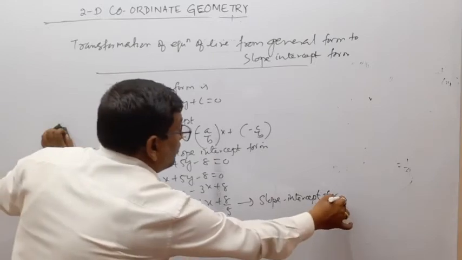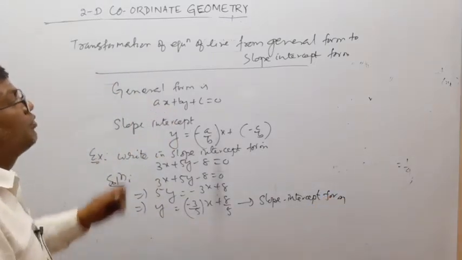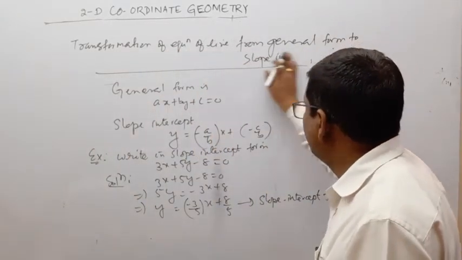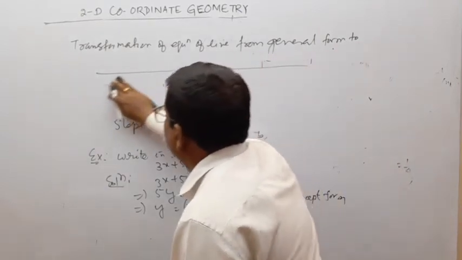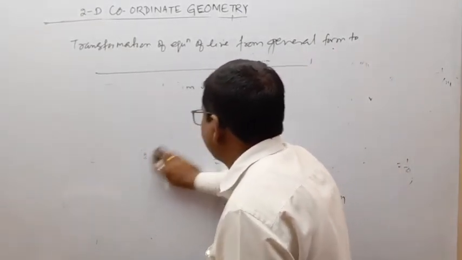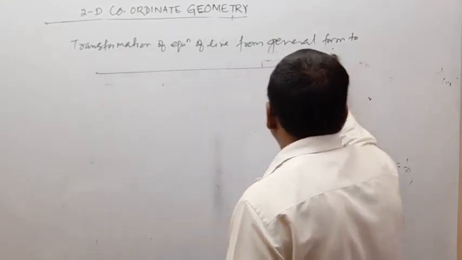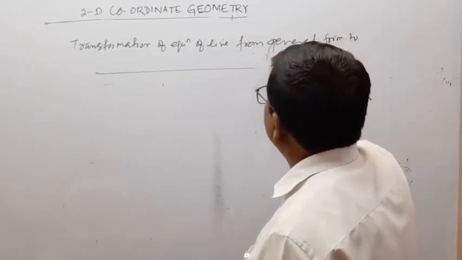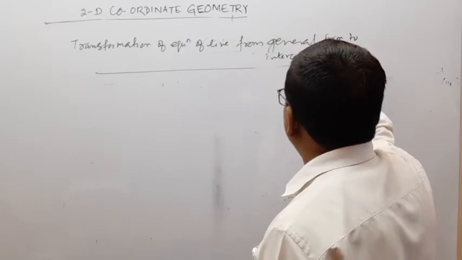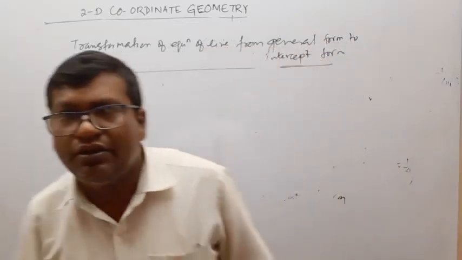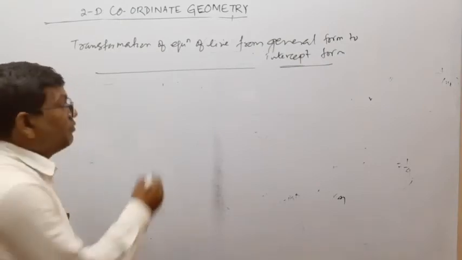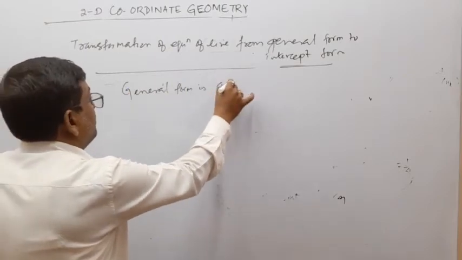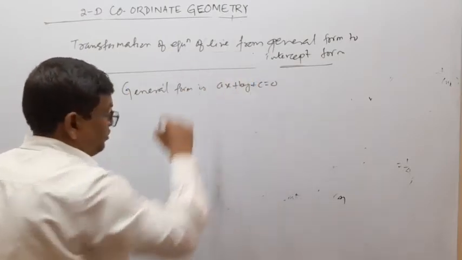Now conversion, or transformation, of a line from general form to another form: general form to intercept form. The general form is ax plus by plus c is equal to 0.